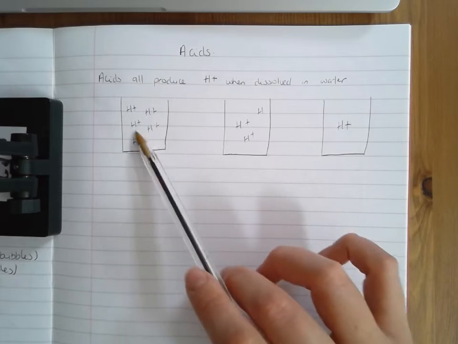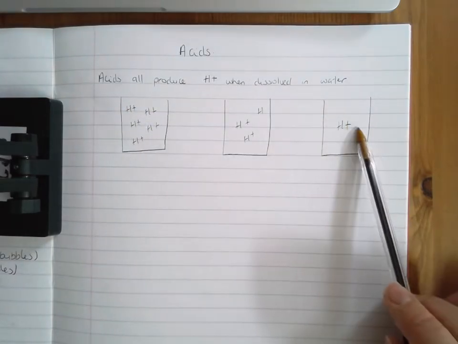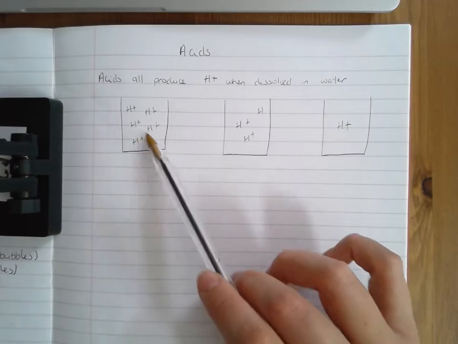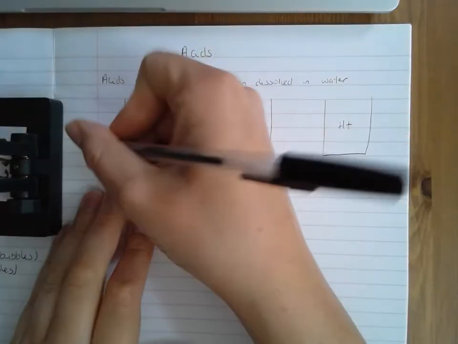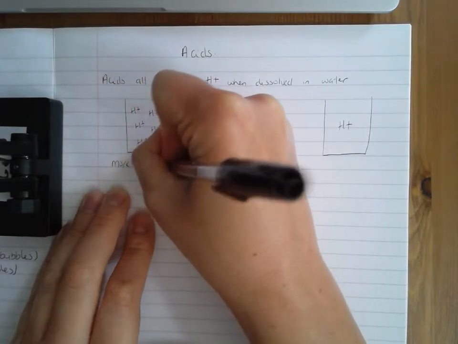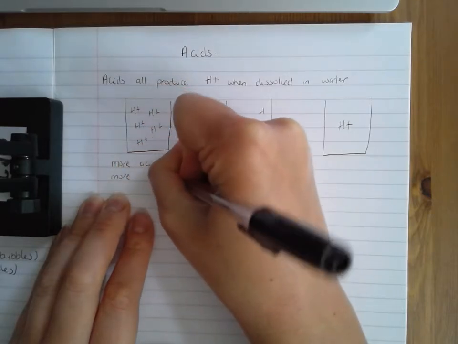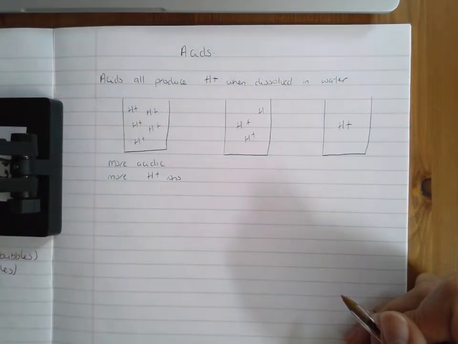And you can see in beaker 1 that I've got 5 H+ ions, whereas in beaker 3 I've only got 1 H+ ion. We would say that the acid in beaker 1 is more acidic than the acid in beaker 3, because it's got more H+ ions. The more H+ ions an acid has, the more acidic it is.